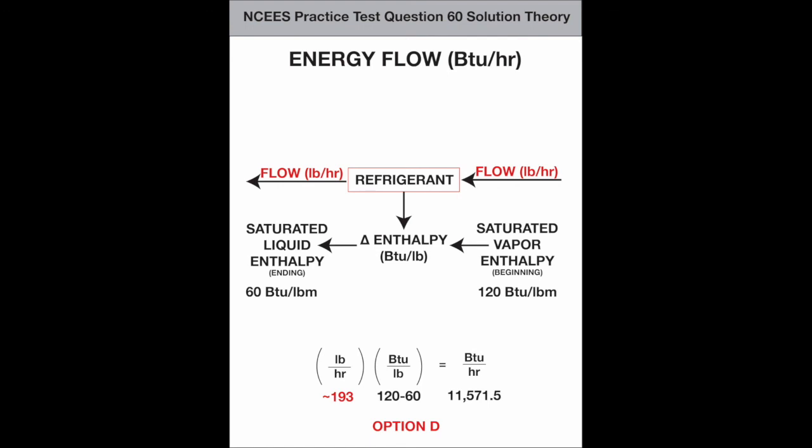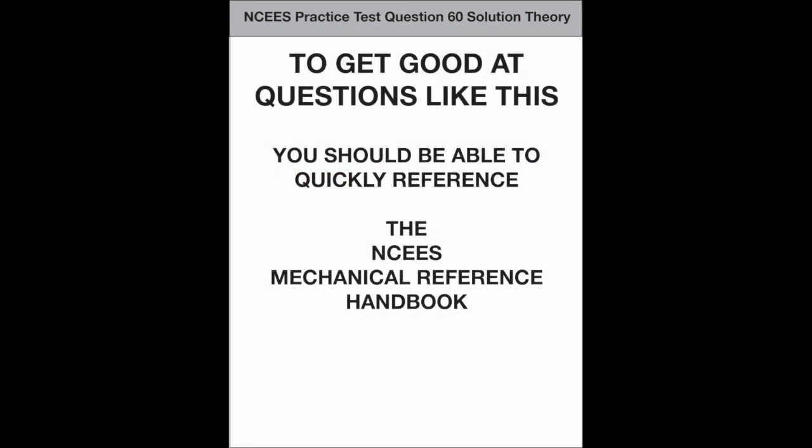Option D. To get good at questions like this, you should be able to quickly reference the NCEES Mechanical Reference Handbook to find things like the LMTD. You can't do that by just reading through it like a novel. Get good at it in the only way possible, by practicing lookups in it.